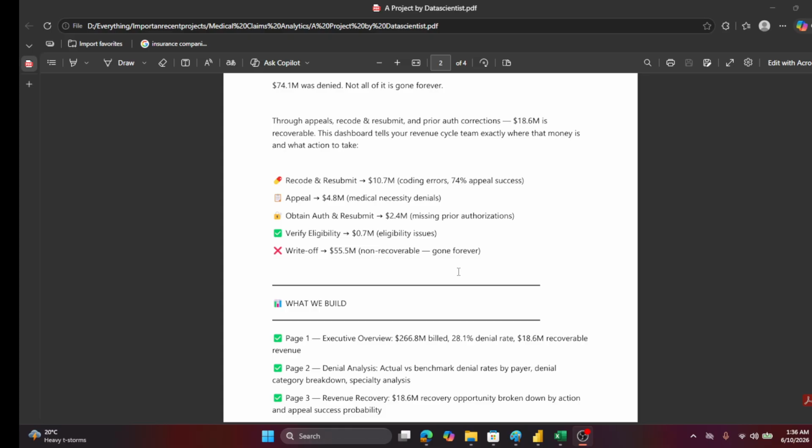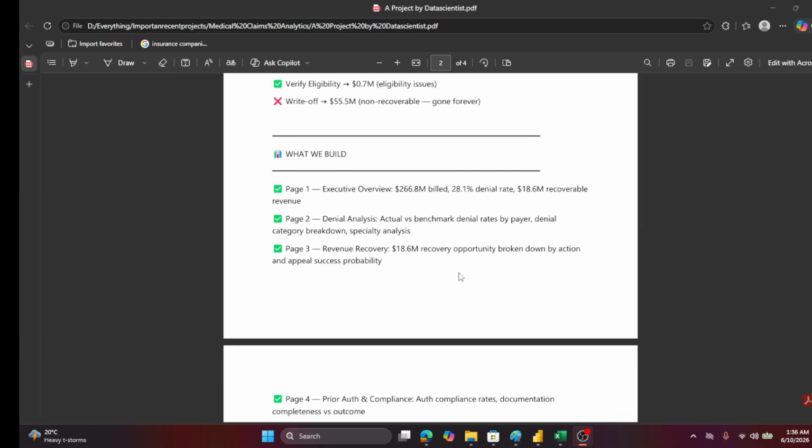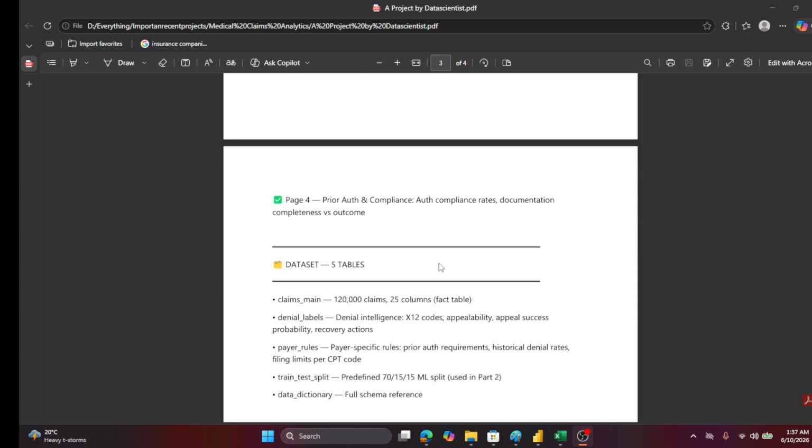We'll go through all this data, but right now this is just the project overview of what we will see when we complete the project. What we built: page one, executive overview, with 266.8 million billed, 28.1% denial rate, and 18.6 million recoverable. Page 2, denial analysis. Page 3, revenue recovery, about 18.6 million recovery opportunity. Page 4, prior authorization and compliance, with authorization compliance rate and documentation completeness versus outcomes.